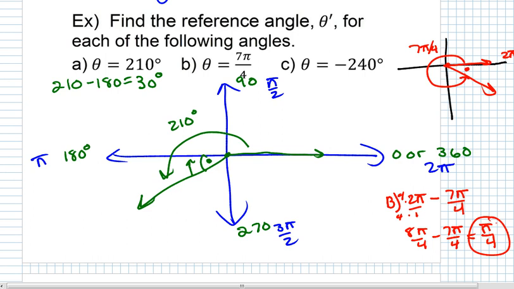Or you could change it from radians to degrees. 7 pi over 4 times 180 over pi. 4 goes into 180 45 times. The pi's cancel out. 7 times 45 is 315. And then you could subtract from 360, which equals 45 degrees. And then you change that back into radians and you still get pi over 4.